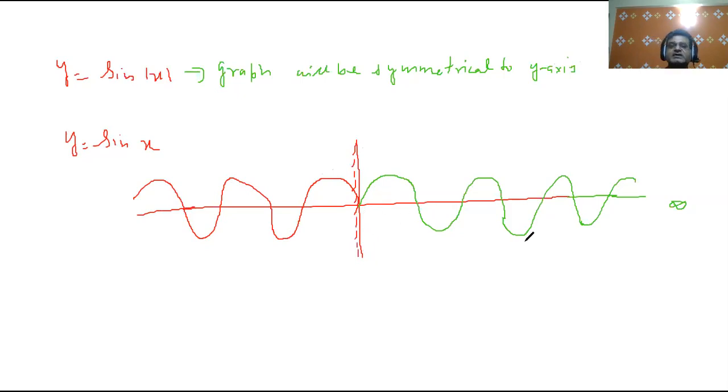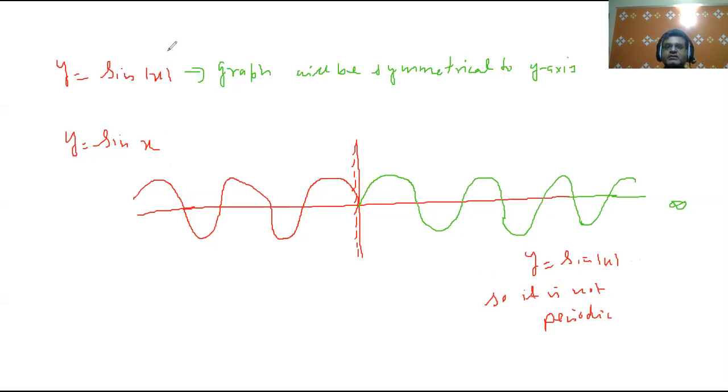Jaisa idhar graph hoga vaisa hum palat. So this will be the graph of y is equal to sine of modulus x. So it is not periodic now. So you have seen what is the impact of sine modulus of x.